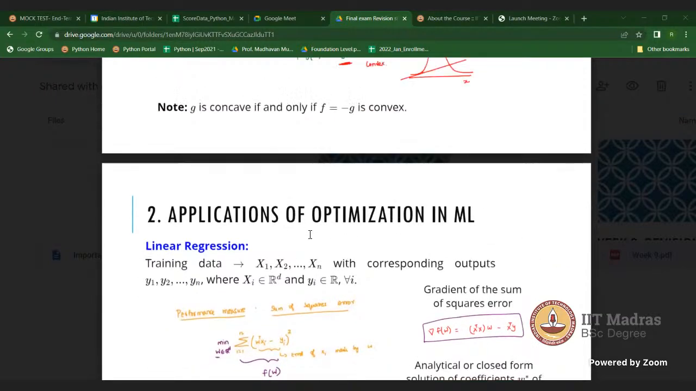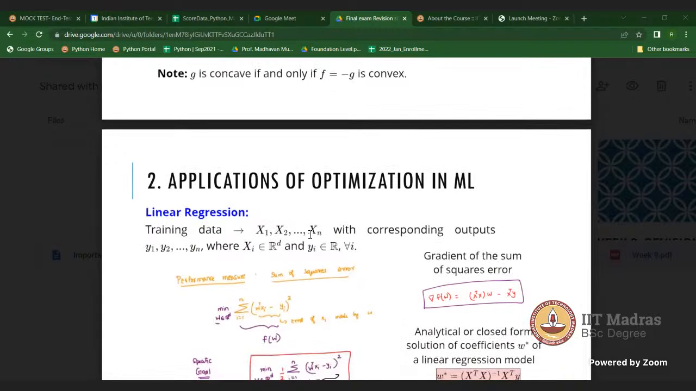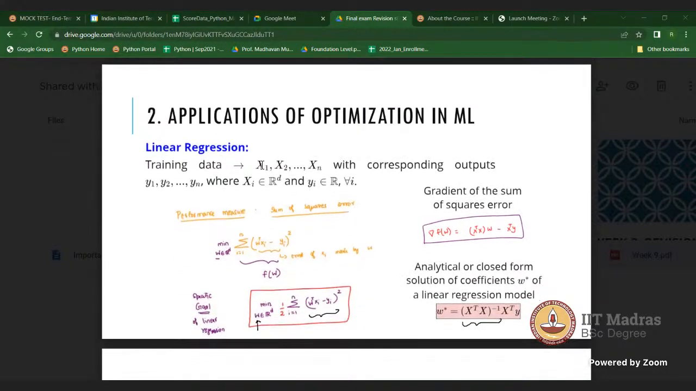So the application of this optimization problem in ML is linear regression, right? What we assume in linear regression is that y is equal to w transpose x, that is, we assume that function to be a linear function. We have the xi values and the yi values, but we need to find this weight vector, the w vector.